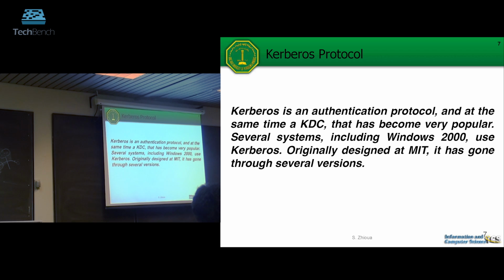So basically we saw the simple key distribution protocol, then the Needham-Schroeder protocol, and then there is what is basically used in practice in Windows 2000, for example, to guarantee key distribution and also authentication. The name of the protocol is Kerberos. It is an authentication protocol and at the same time a key distribution center. That has become very popular. Several systems, including Windows 2000, use Kerberos.